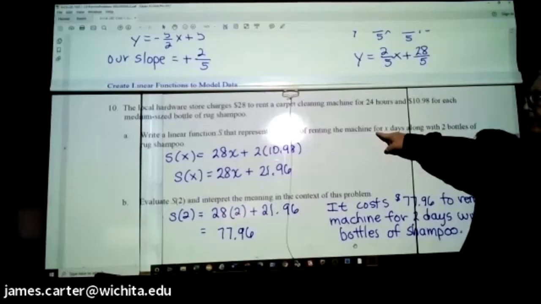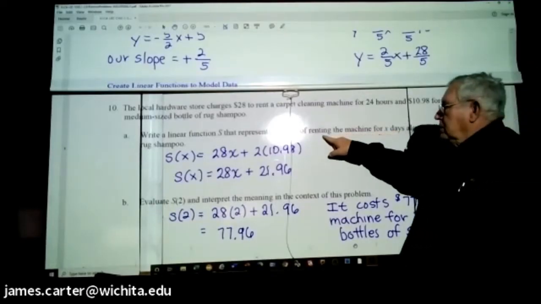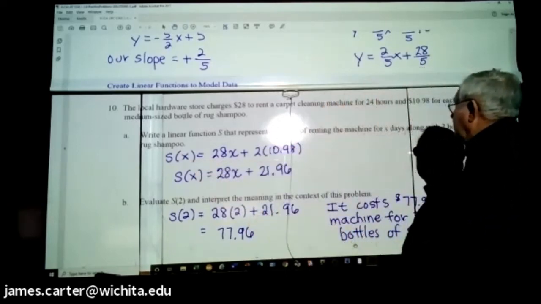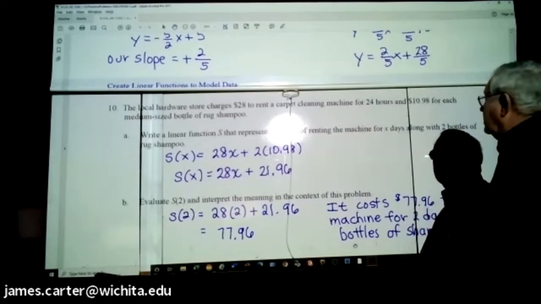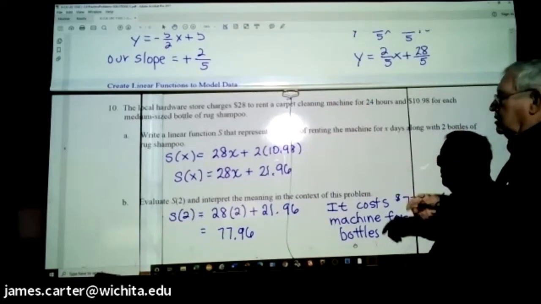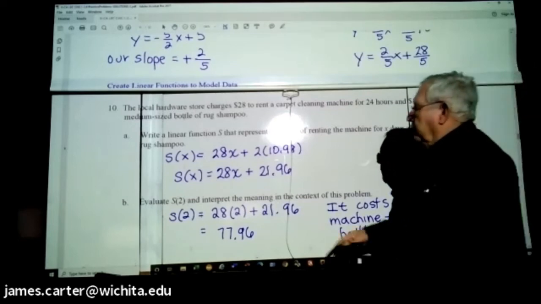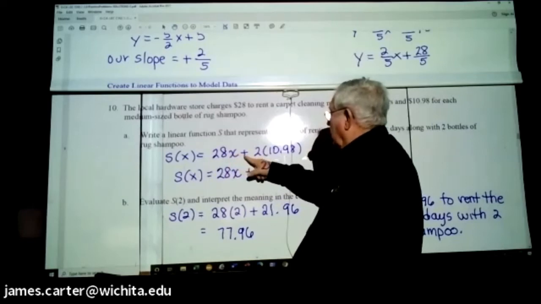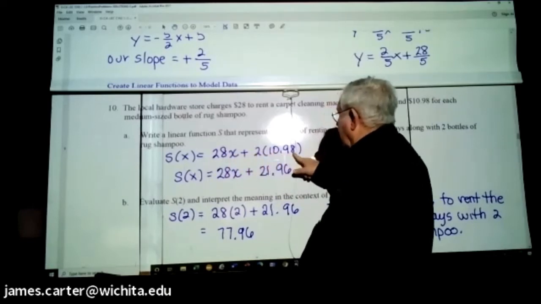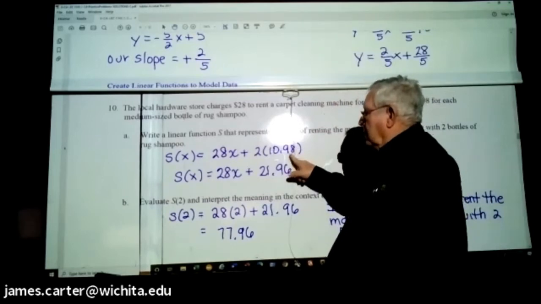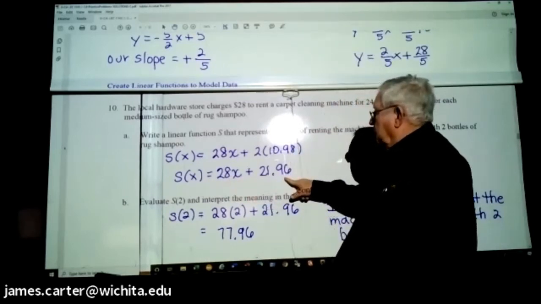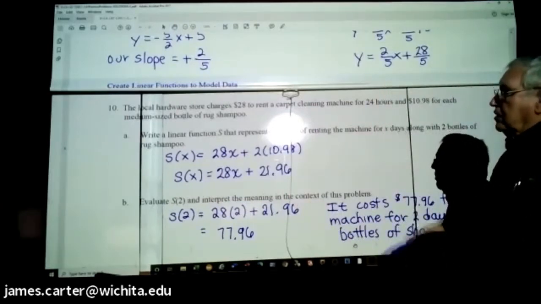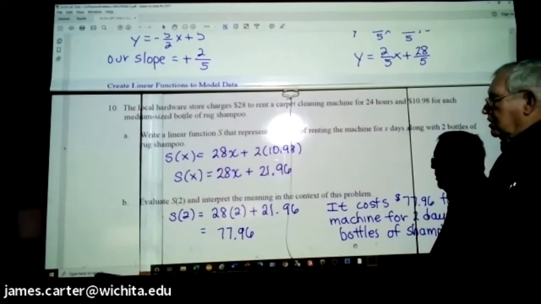In this case, it says write a linear function so that S, the cost of renting the machine for so many days, along with 2 bottles of shampoo. So they have $28 a day plus 2 bottles at $10.98. Okay, gives you this, simplifies to that. And so that would be your linear equation that they want you to model.